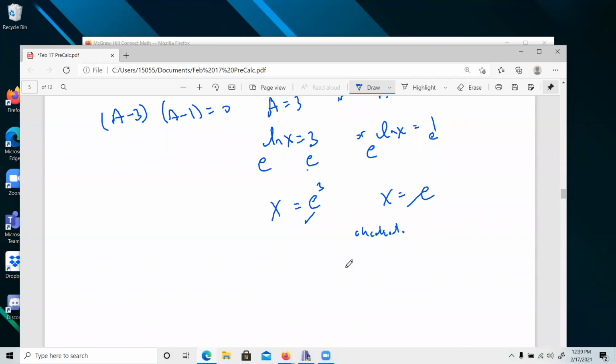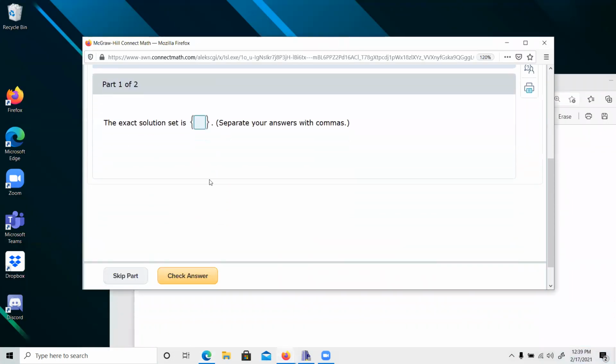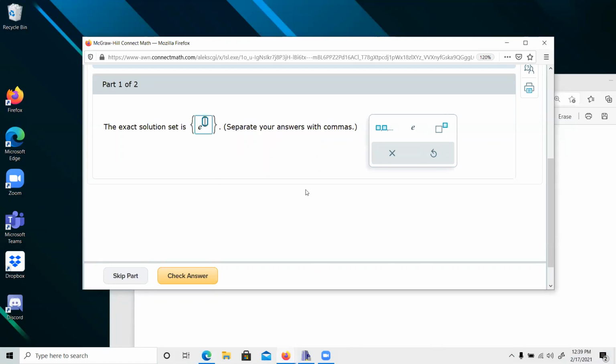And when you're doing your problems and you write this, I'm going to assume that that's what you did, going back and looking at it. So if you tell me you checked, I'm going to assume that you inspected the original equation with these numbers. You don't have to write them all out. I'm just going to assume that that's what you did. Unless you're wrong, then I know you lied. So this one, the exact solution set is e raised to the third power, comma, and e.